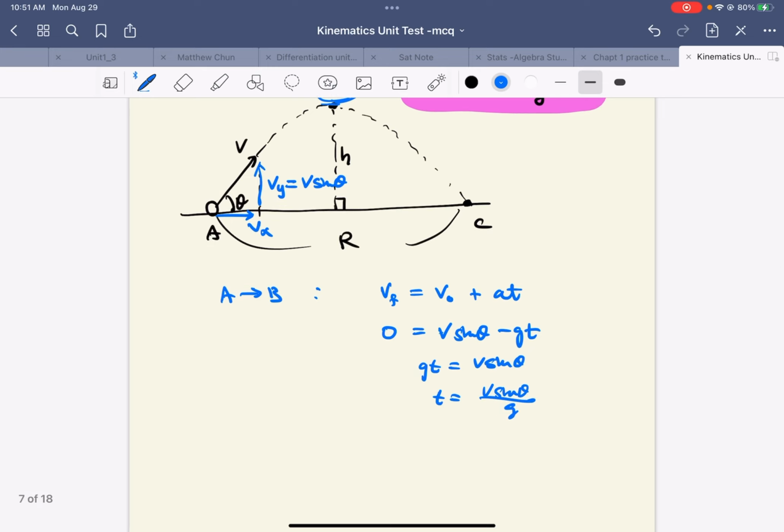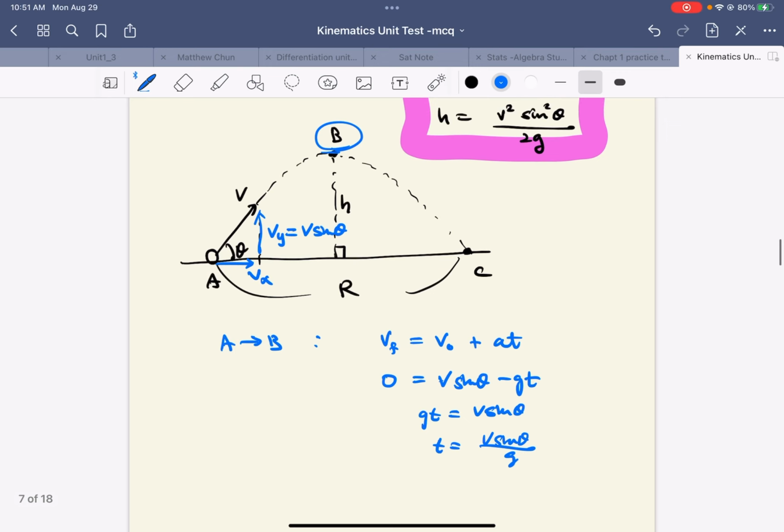Now we found out that when it reaches here, the time is this. What about when it comes down? How long will it take? From here to here it's the same time. The same time it takes to get here is the time it takes to come back down. So the total time is twice that, 2v sine theta over g. So it'll take that time.